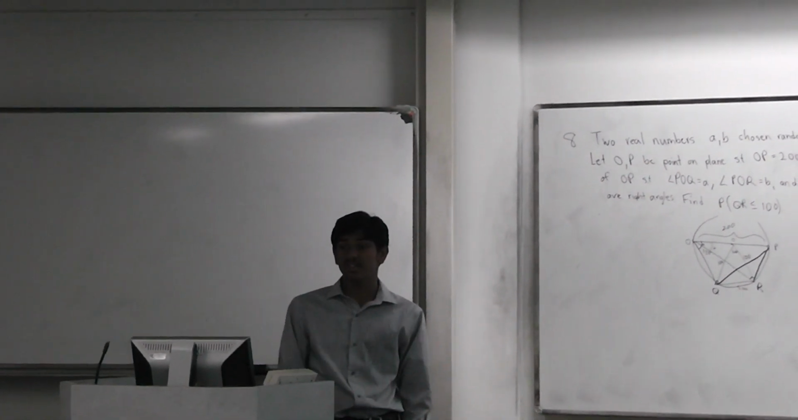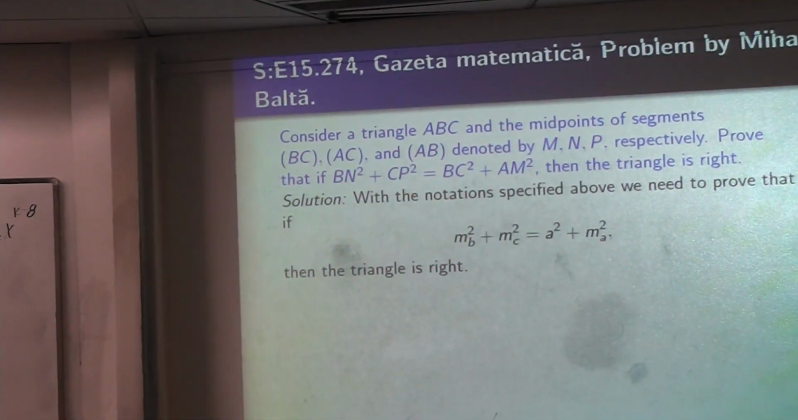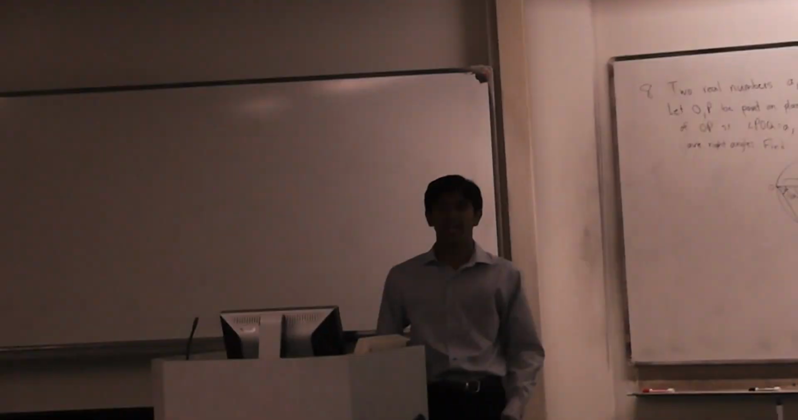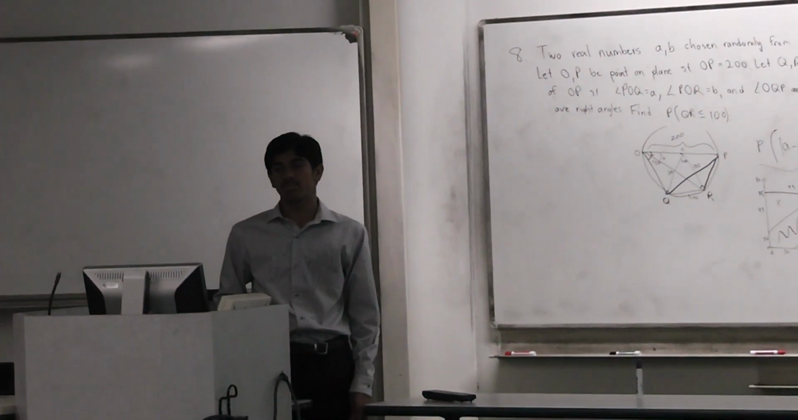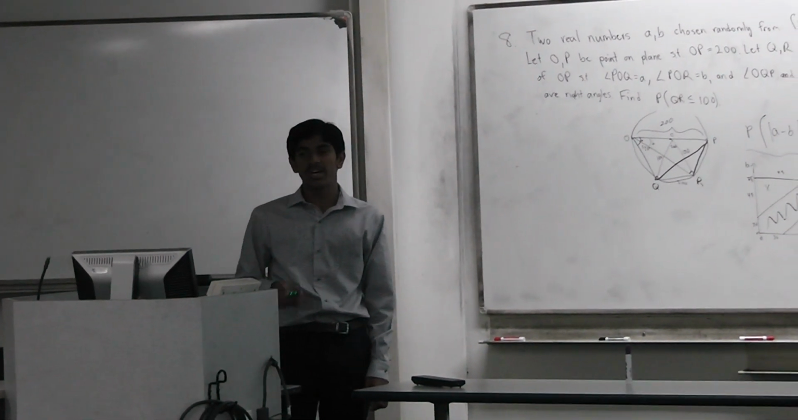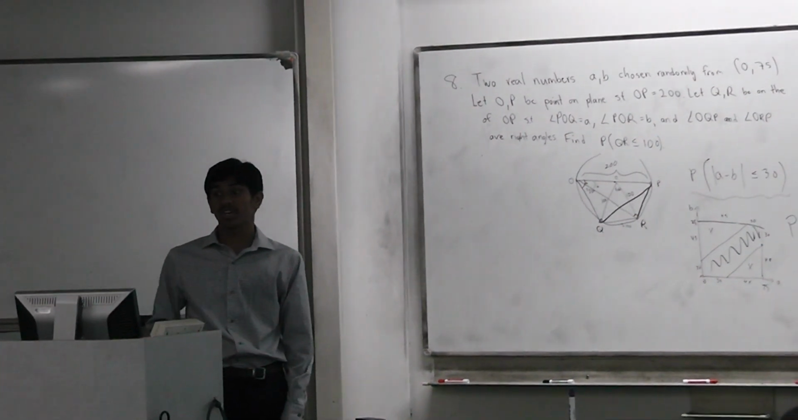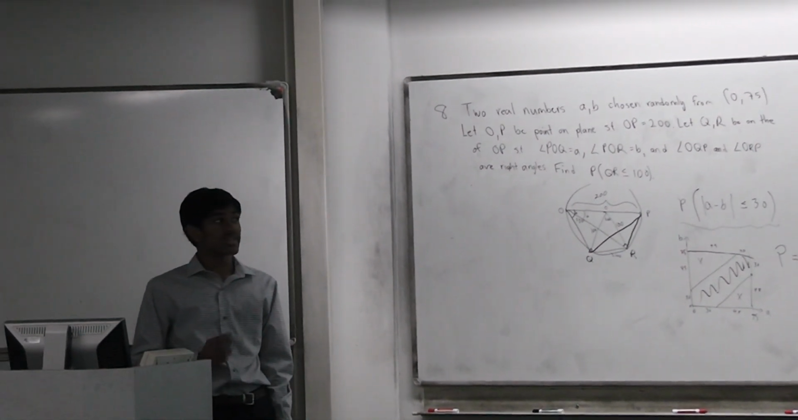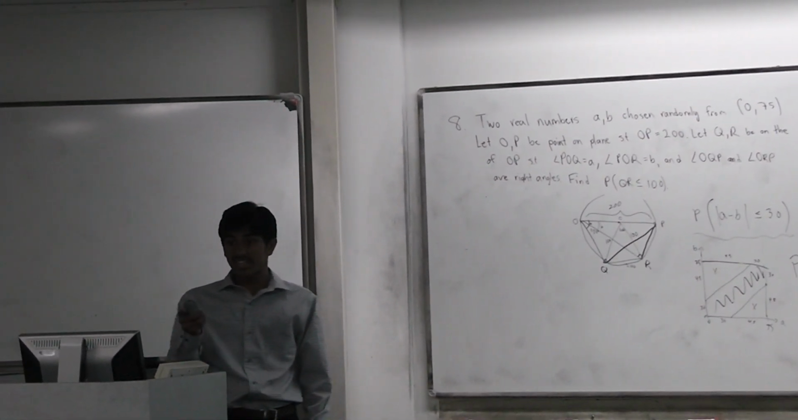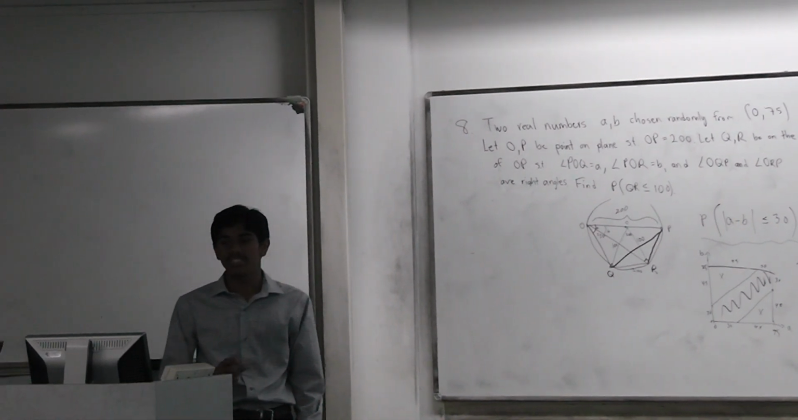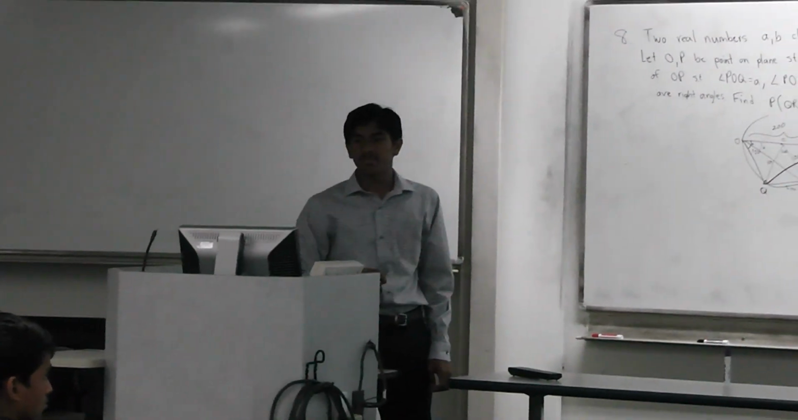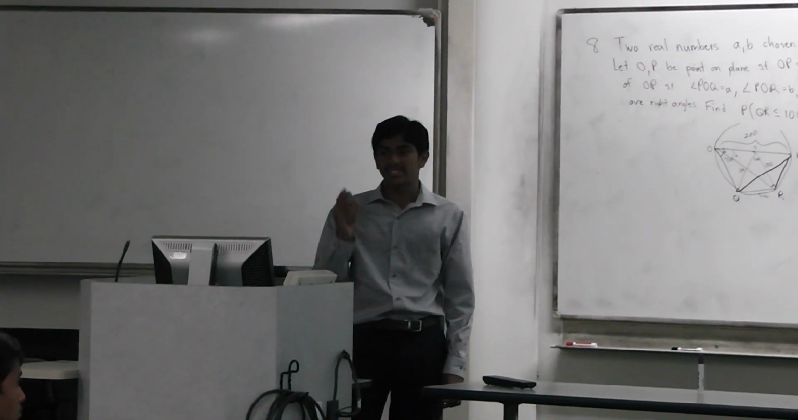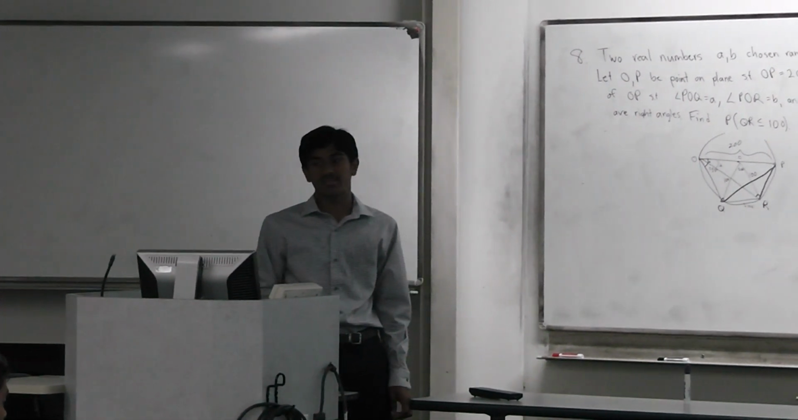So we need this theorem to solve the next problem, which is: consider a triangle ABC and the midpoints of segments BC, AC, and AB denoted by M, N, and P respectively. Prove that if BN squared plus CP squared is equal to BC squared plus AM squared, then the triangle must be right. So one thing we can do is ask what is BN, what is CP, what is BC, what is AM. We know that BN and CP are medians, specifically that BN is the median of B, that CP is the median of C, and that AM is the median of A.